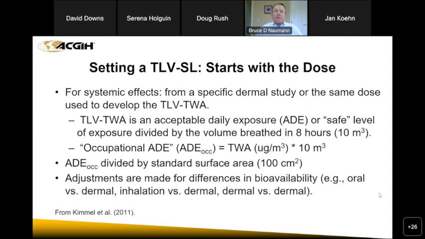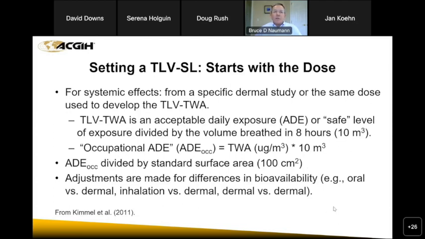So if we have a dermal study, that would be very useful. If we don't have a study, then perhaps we can extrapolate from that the dose that was received at the TLV, if you assume you're exposed for 8 hours and breathing in 10 cubic meters. So the occupational ADE, the starting point would be the TWA times 10 cubic meters. And then you can just divide that by 100 square centimeters and you have your surface limit.